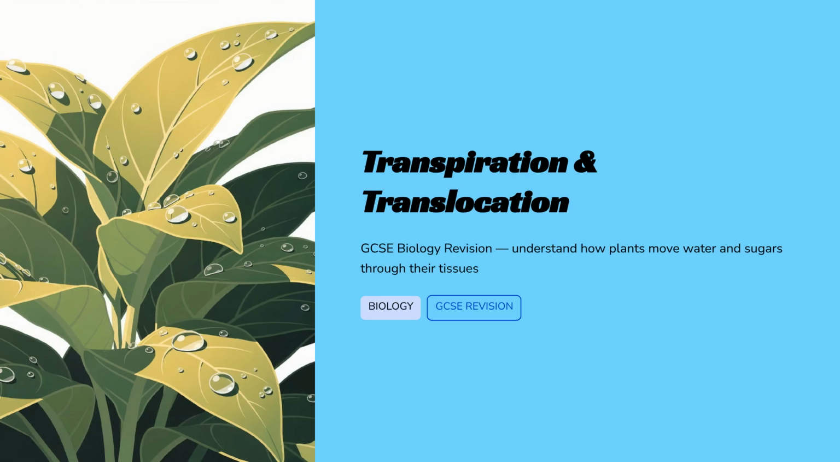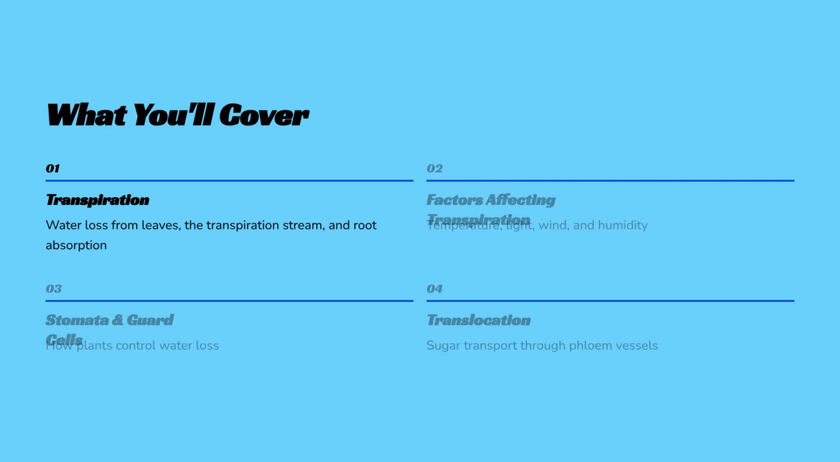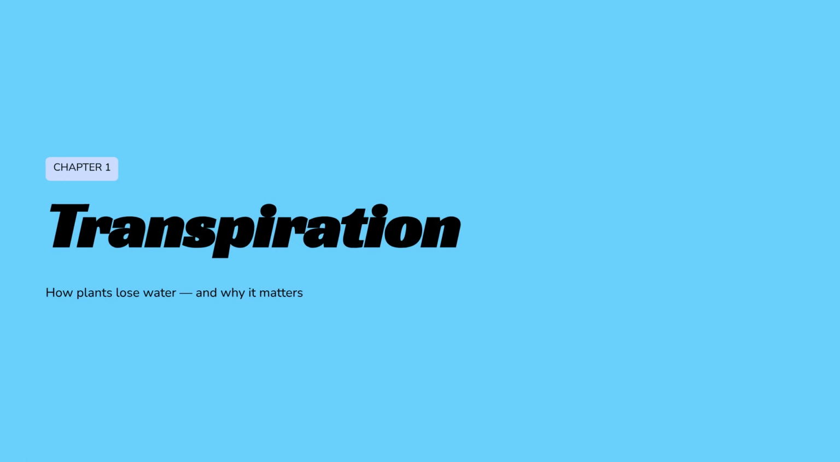This video will explore transpiration and translocation, which is the movement of water and sugars through the tissues of a plant. We will cover 4 main areas. First, transpiration, which is water loss and the transpiration stream. Second, the factors affecting transpiration, such as temperature, light, wind, and humidity. Then we will cover stomata and guard cells, which control water loss. Finally, we will look at translocation, the transport of sugar through phloem vessels.